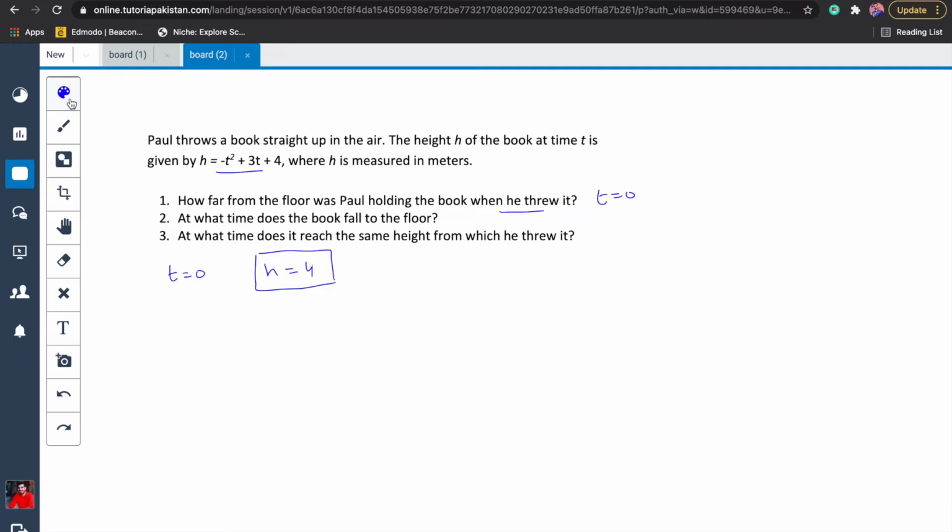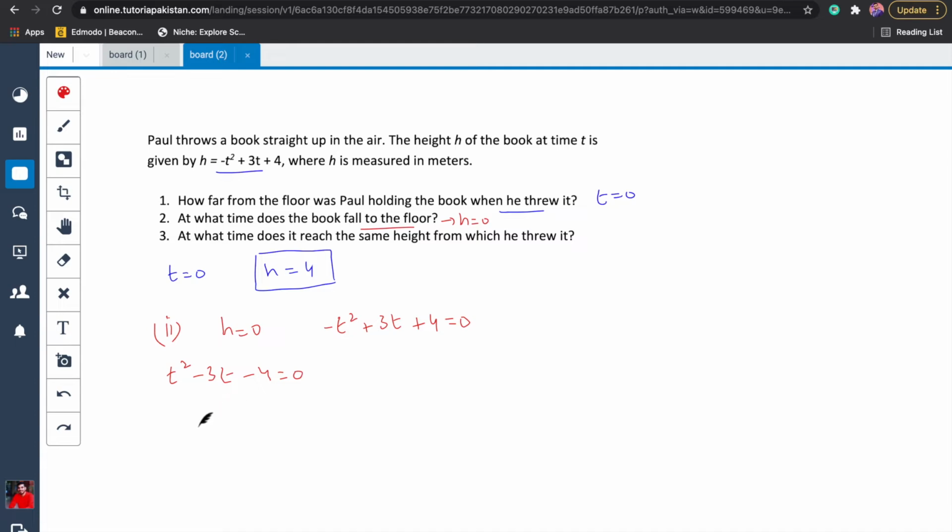Let's look at the second question with a different color. Second question, at what time does the book fall to the floor? When the book falls to the floor, what's the height? h equals 0. So when h equals 0, our equation will look something like this: minus t square plus 3t plus 4 equals 0. Let's solve this. Let's multiply this equation by minus 1 to make t square positive. t square minus 3t minus 4 equals 0.